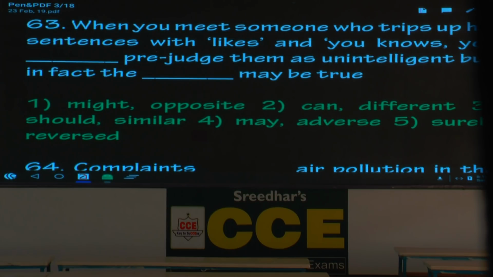When you meet someone who trips up his sentences with likes and you knows, can you understand the sentence? It means a lot of people, not only in our country, more in our country, but in the Western countries as well, are not very good at communication skills, not very good at English, don't have a lot of ideas, and cannot speak fluently. They use fillers like you know, like. Quite often, every second sentence they say, you know what happened? You know this, you know that. When I listen to those people, I say, no, I don't know, please tell me.